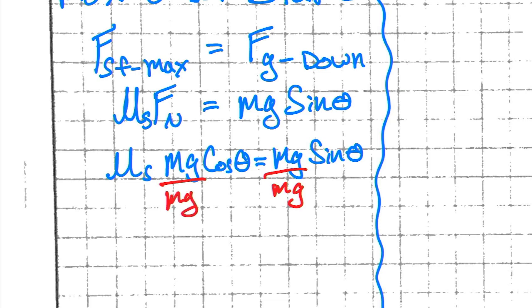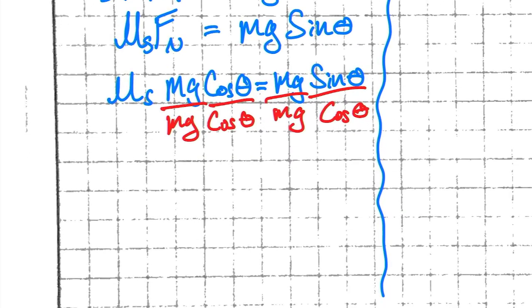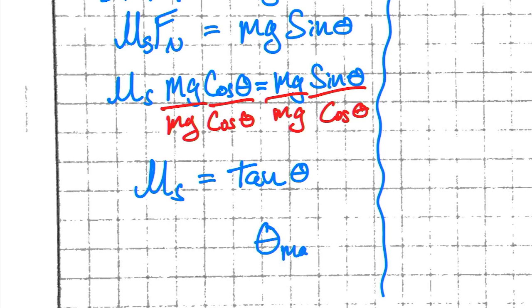Those will cancel. And I'll divide both sides by cosine theta. That's going to give me mu s equals, and on the right side we have tangent of theta, sine over cosine, tan theta. So the maximum angle that the ramp can be at before the blocks slip is theta equals the inverse tangent of mu s.